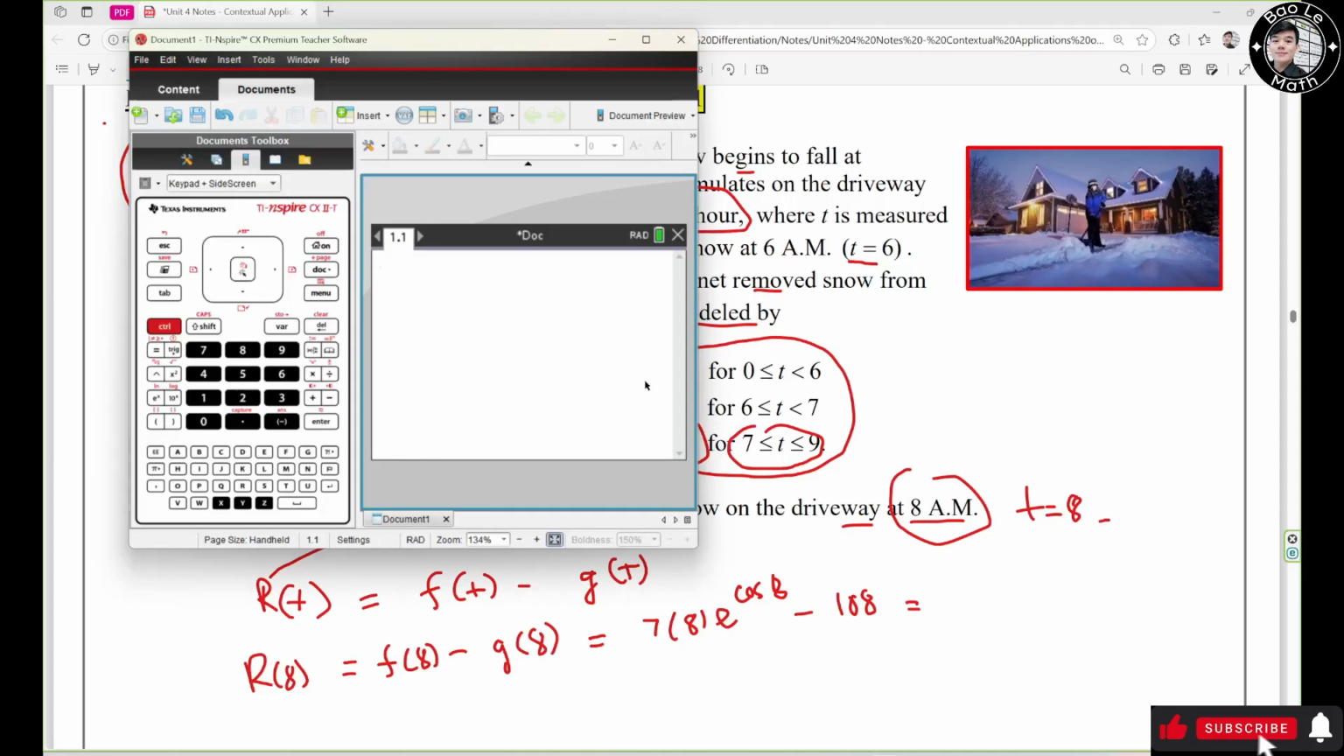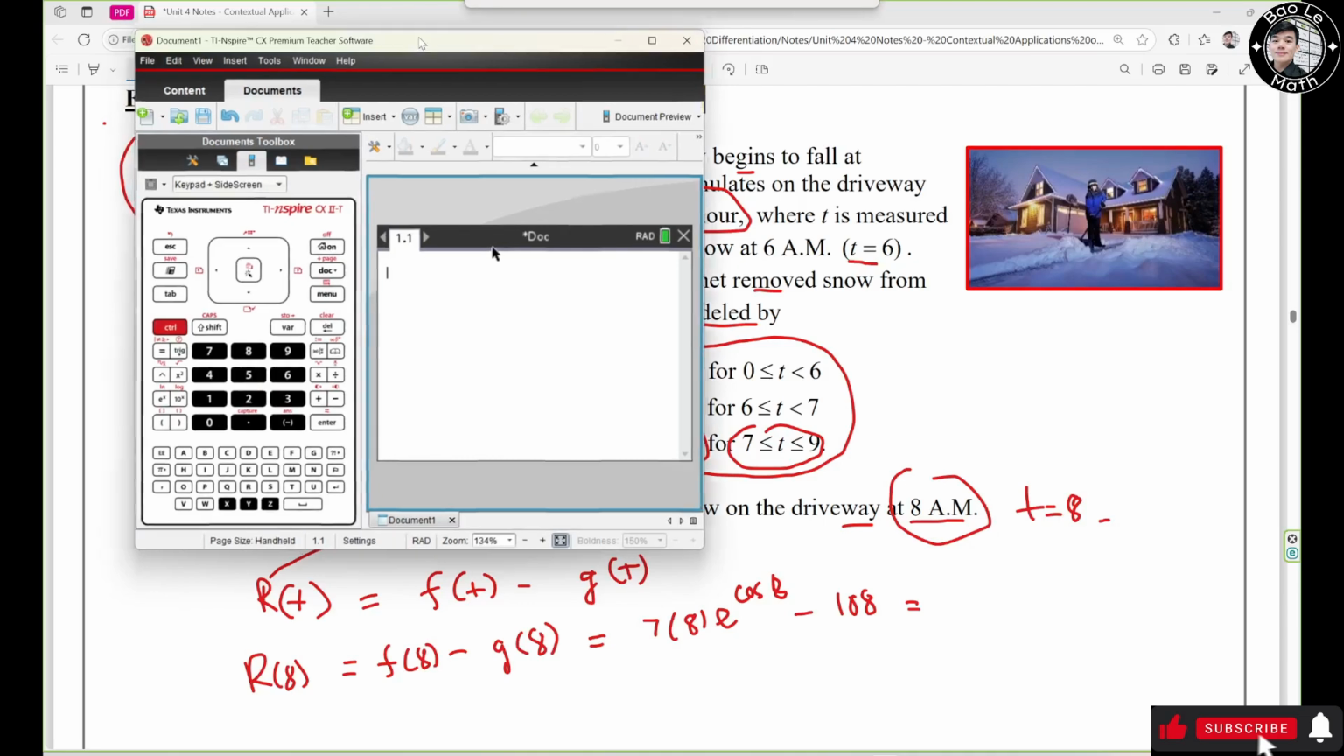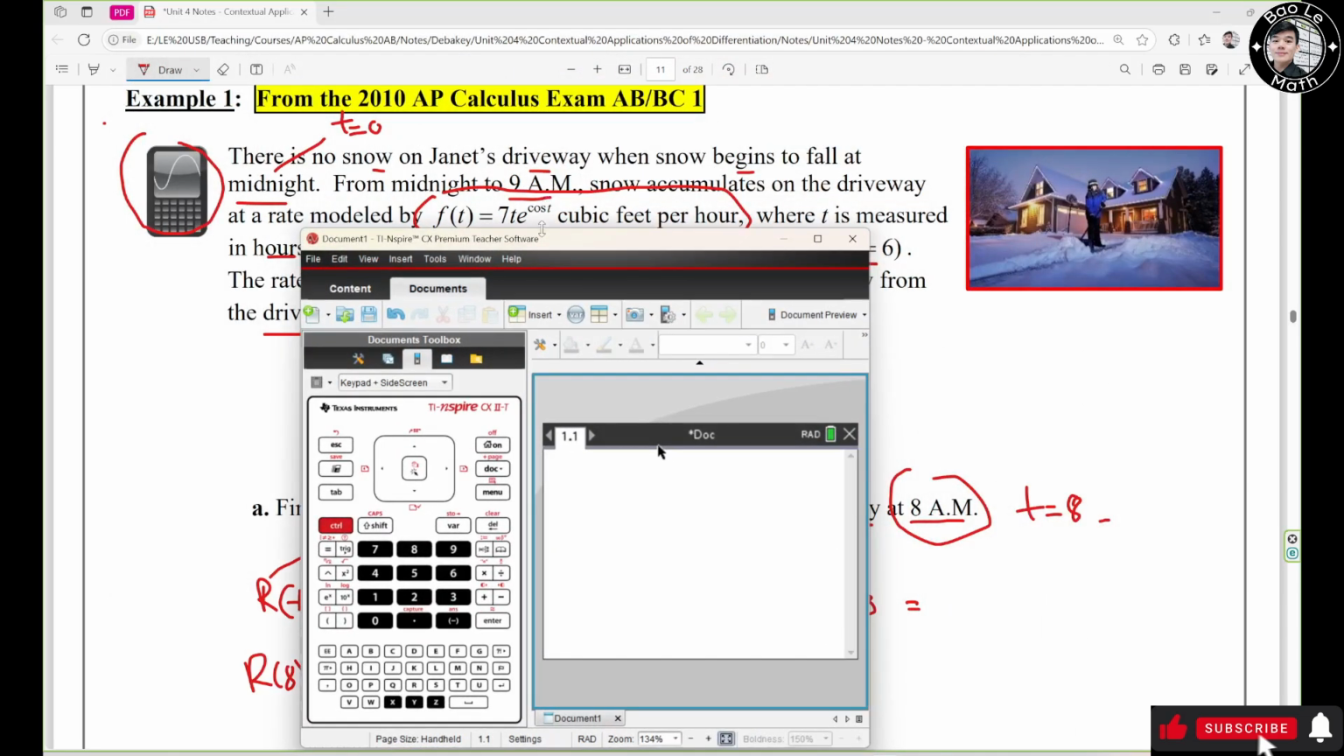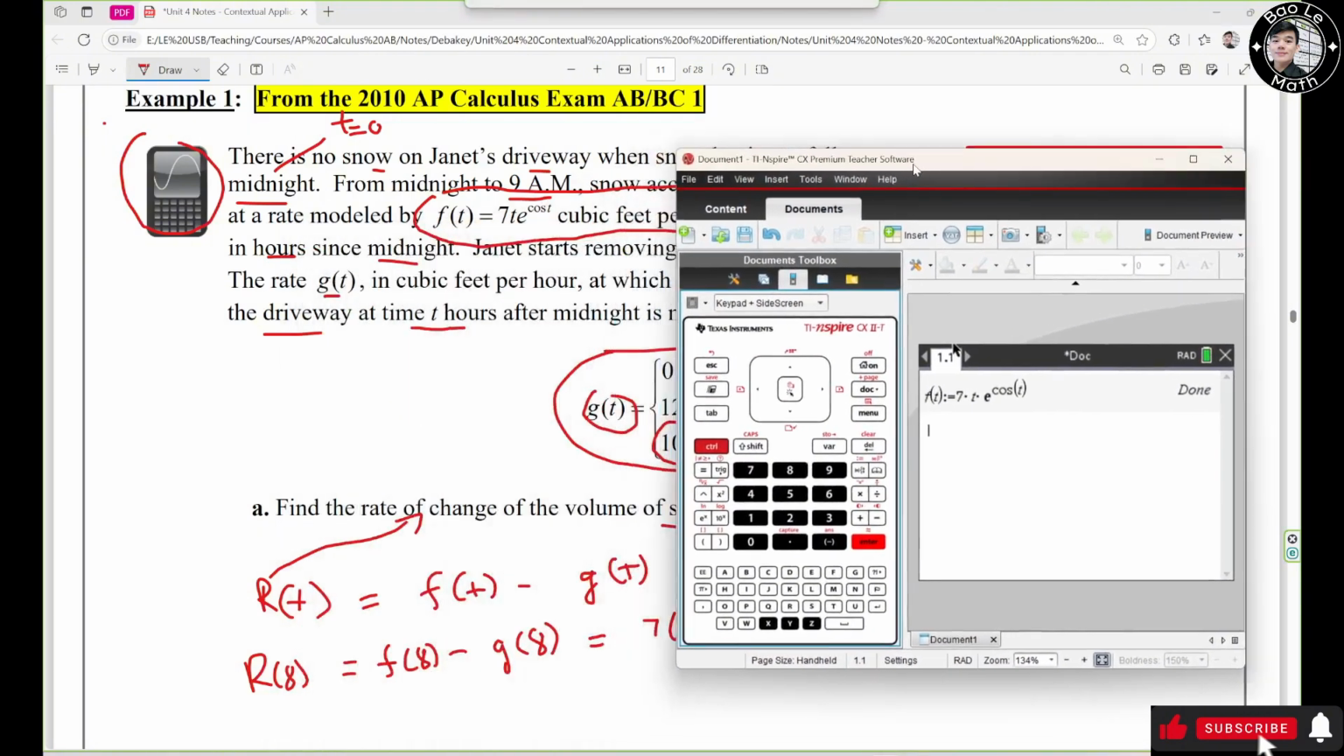First thing you need to do is store the function. The function is right here: f(t) equals 7 times t times e to the cosine of t. In order to store the function, you need to hit f(t). Now I hit Control and the equals button, and then I'm going to hit 7 times t times e to the cosine of t, and hit enter. Done. Now you just input the equation right here.